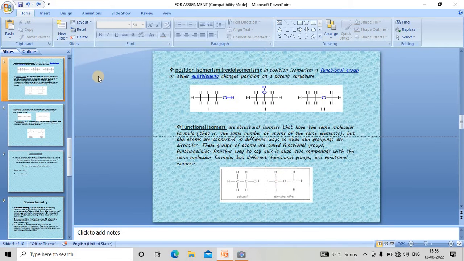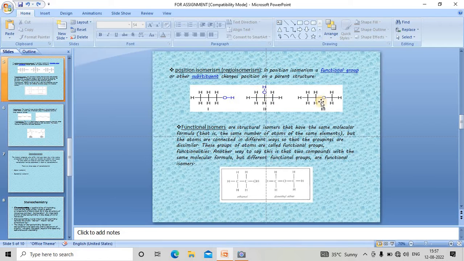Then it is position isomers. From the name itself, it is evident. Actually, it happens in the case of compounds where we have a functional group. Suppose, as clear in the examples, it is propane. This is propan-1-ol, the OH group is on the very first carbon. Then it is propan-2-ol, on the second carbon. And there is a different compound which is actually not a position isomer. This and this are position isomers.